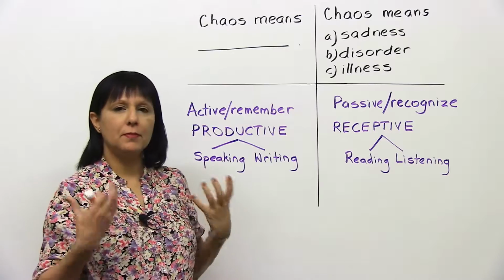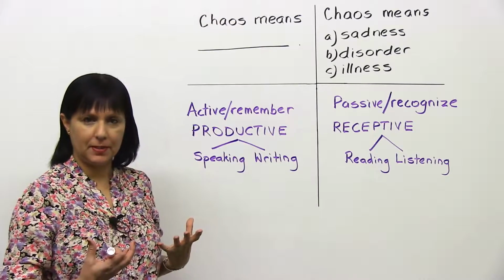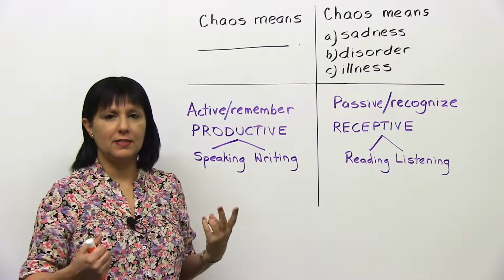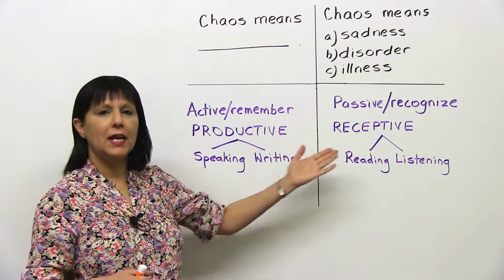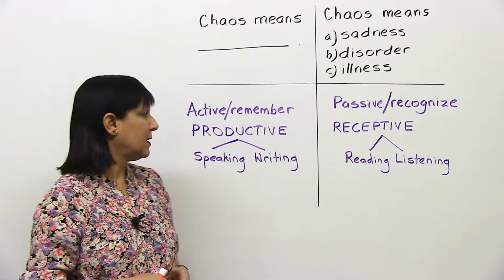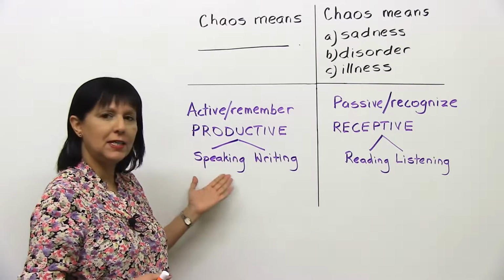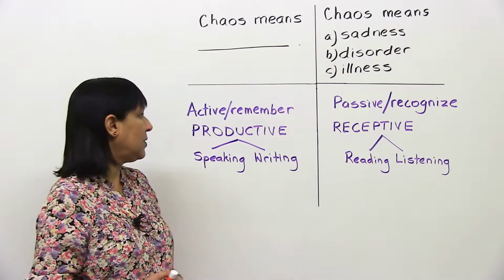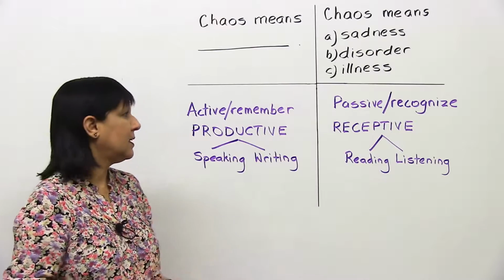When you're trying to remember a word, you're using your active vocabulary. In English, like any other language, you have two kinds of skills. We have productive skills and receptive skills. Productive skills are what we use when we are speaking and writing. Because when we speak and write, we have to remember words in order to do that, right?